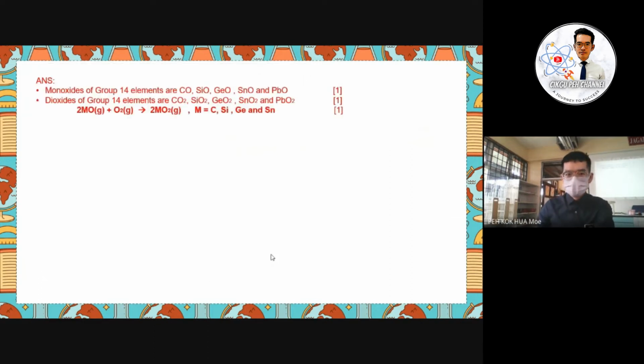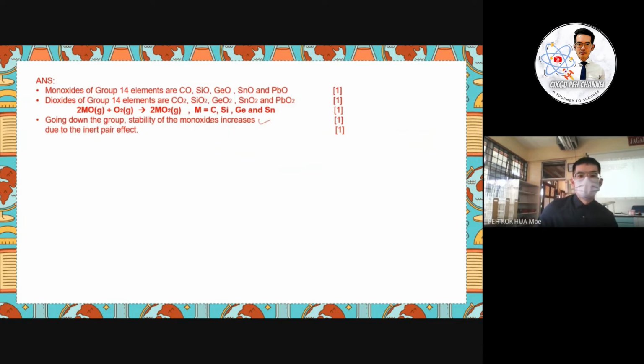So the reference answer here: the monoxides of group 14 involved will be carbon monoxide until lead monoxide. For the dioxides, it will be carbon dioxide until lead dioxide. So this is what is involved, and give the equation, 1 mark. Going down the group, stability of the monoxide decreases due to the inert pair effect. See, we need to give the trend. We do not only give the comparison for each, you need to give generally what happens.